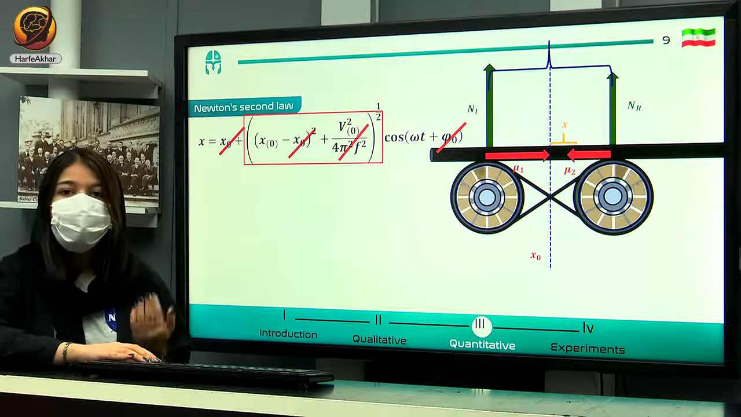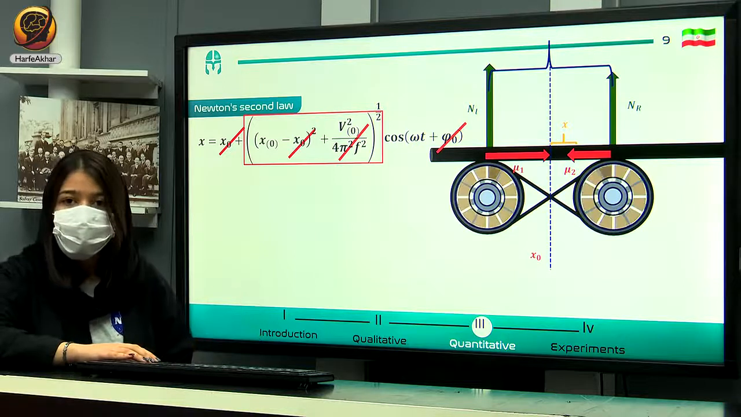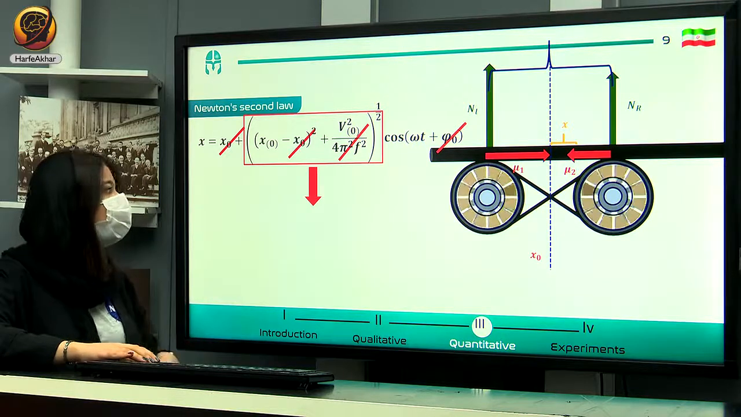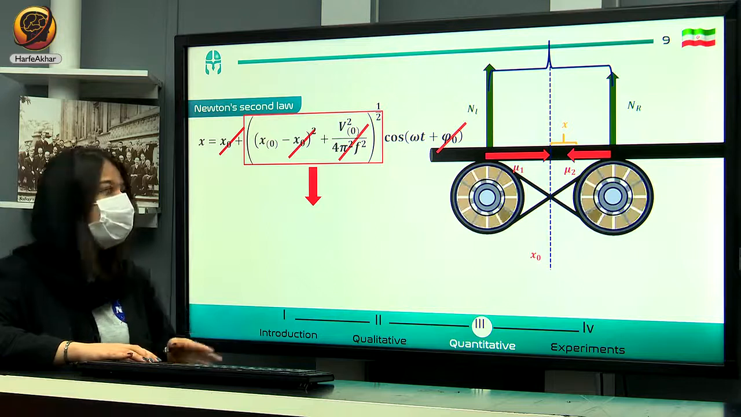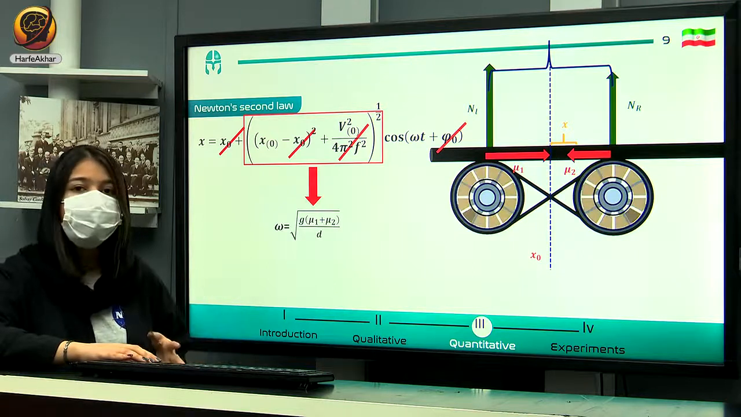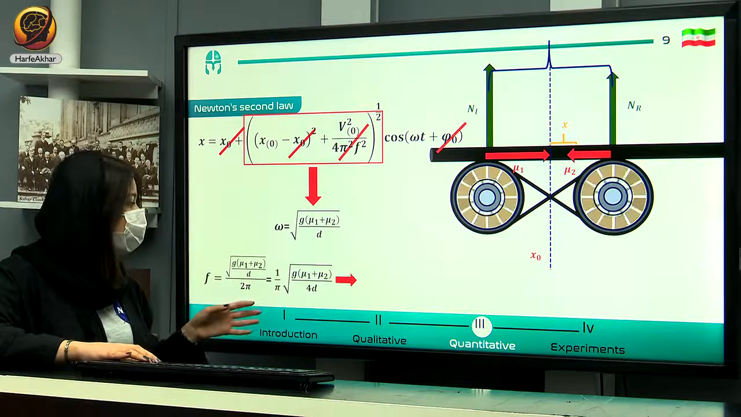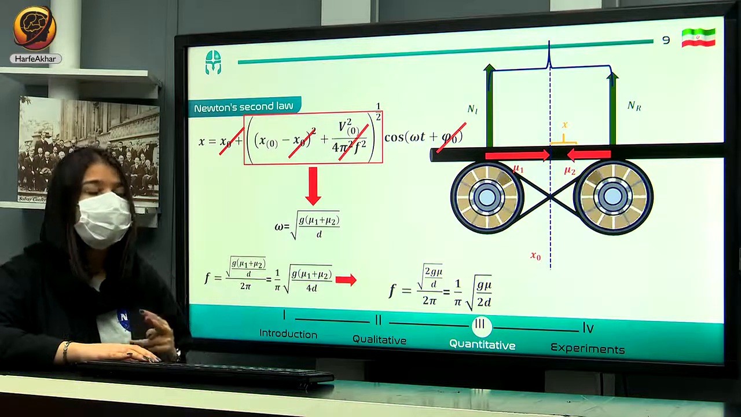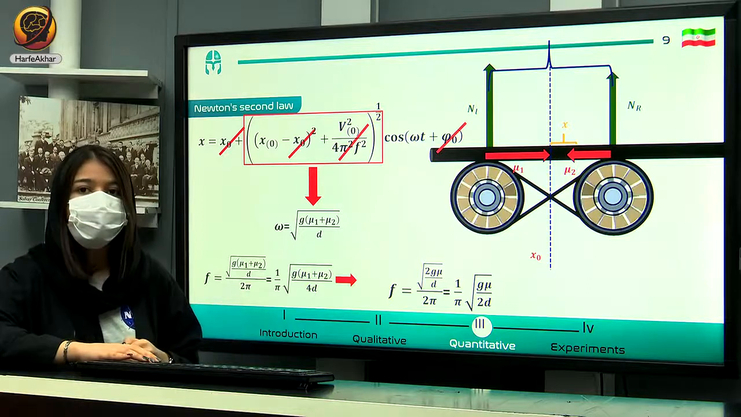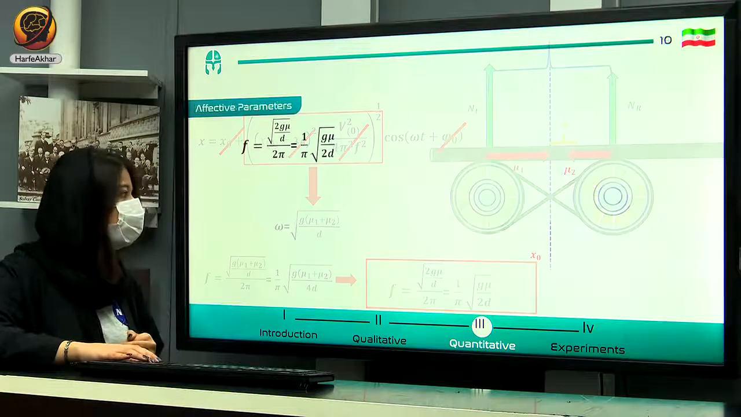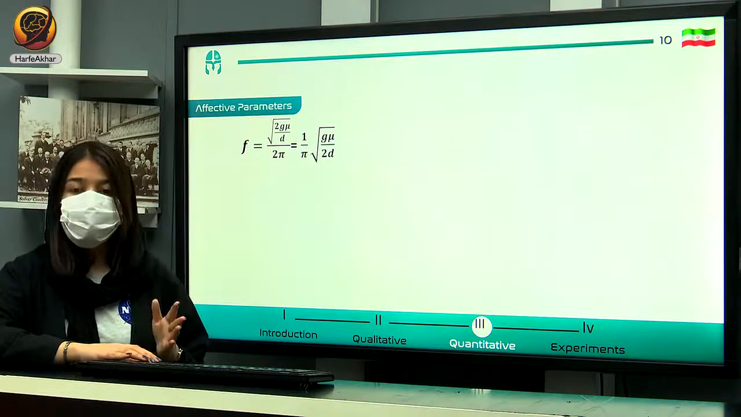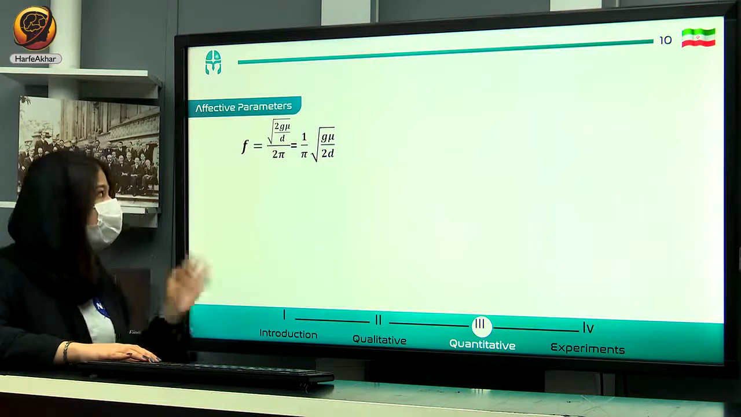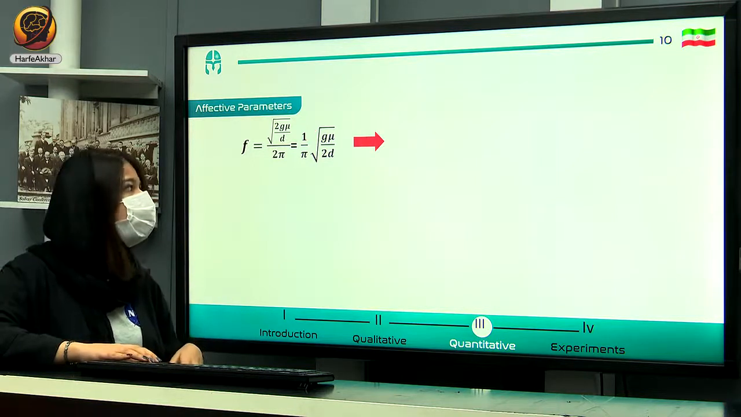So now that we have the domain, how can we calculate the frequency as well? We can do that by calculating the omega. So I've calculated the omega, and by having the omega, we achieve this equation for the frequency. So now we can compare our experimental and theoretical results by having this equation right here. So how can we guess our effective parameters according to theory? By having the frequency, we can have the period of oscillation as well.